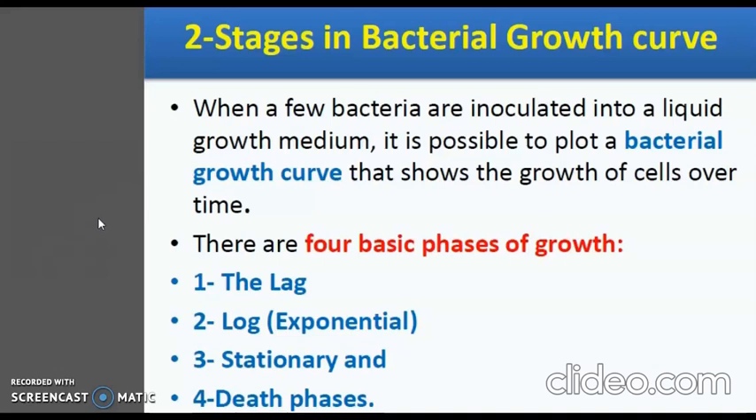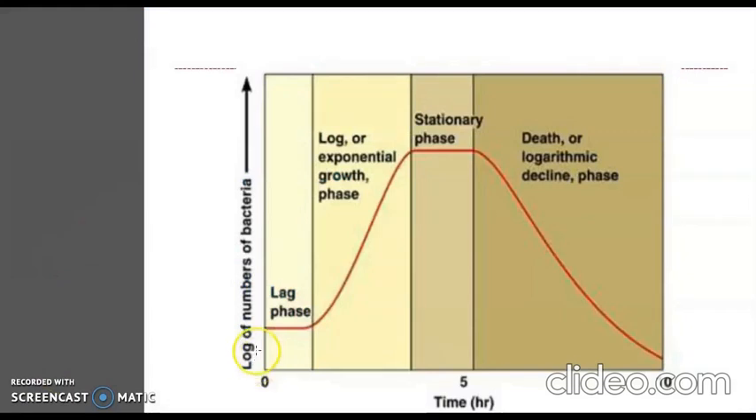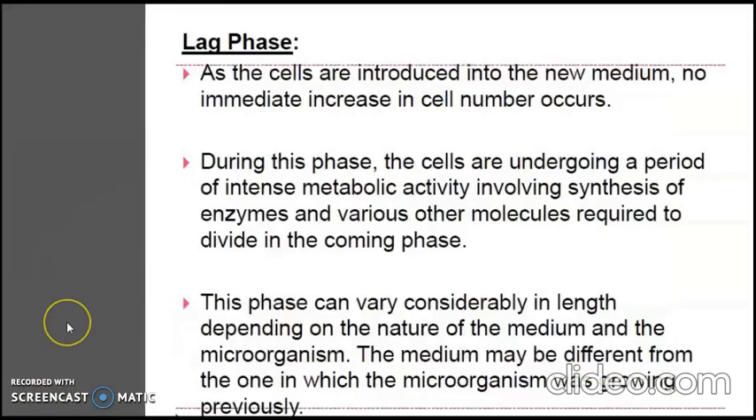First one is the lag phase, second one is the log or exponential phase, third one is the stationary phase, and fourth one is the death phase. So here you can see the bacterial growth curve with the lag phase, log phase, stationary phase, and the death phase. In the x-axis, it is plotted with the logarithm of number of bacteria, and in the y-axis, the time in hours. Now let's see each phase in detail.